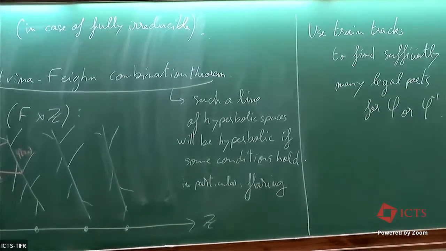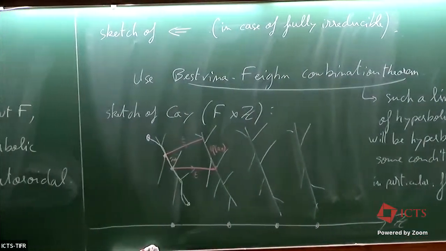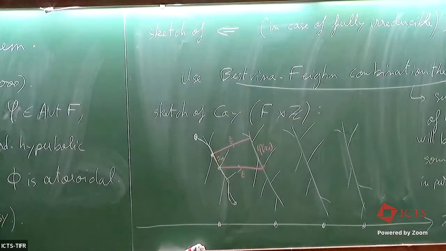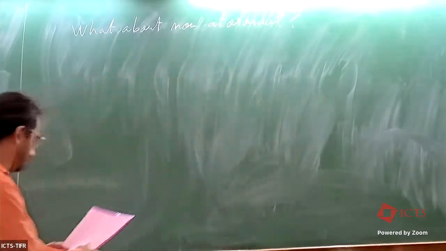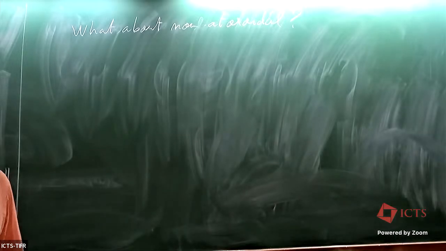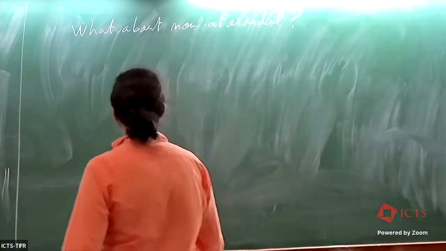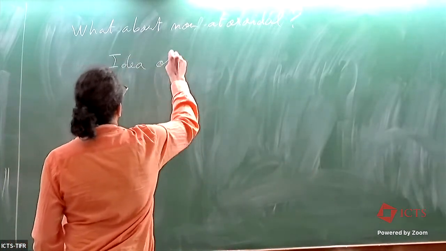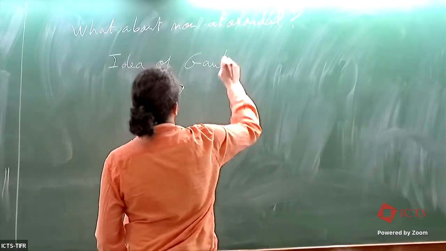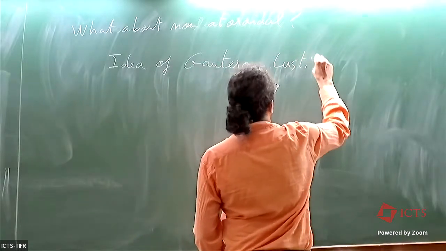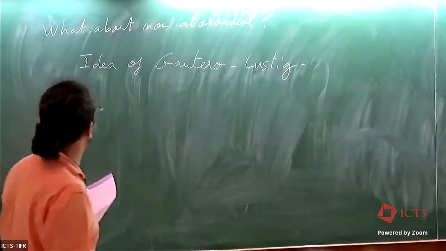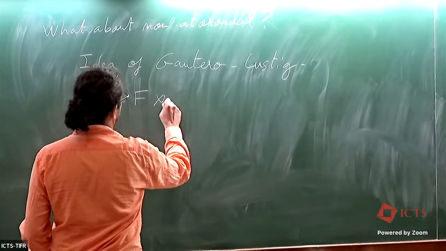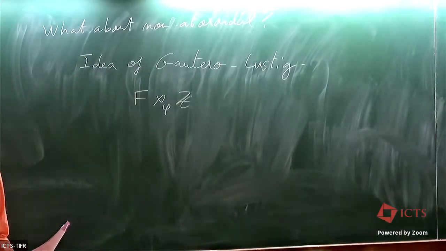So what about non-atoroidal? There is still a nice geometry, and the insight of it comes from an idea of Gautero and Lustig, who proposed that the semi-direct product should be relatively hyperbolic.